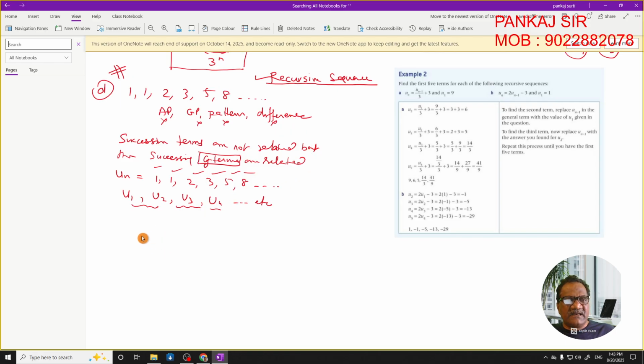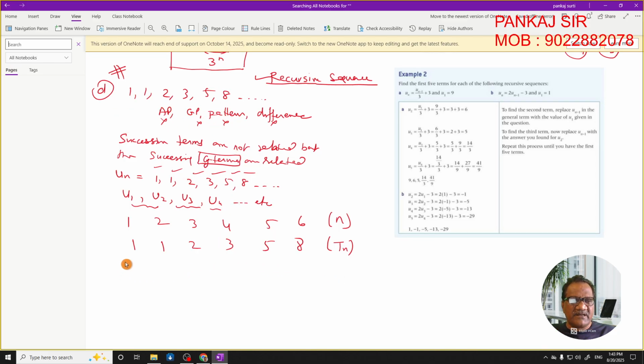So let us take this 1 1 2 3 5 8. This is term number 1, term number 2, term number 3, 4, 5, 6. These are the position numbers, the term numbers. So what is the question here? Is it an AP or a GP?